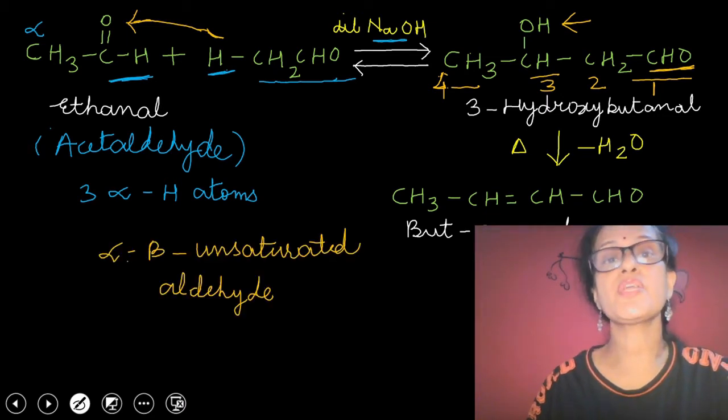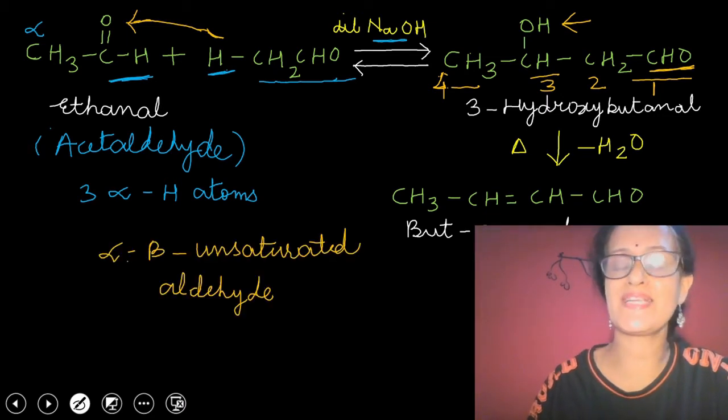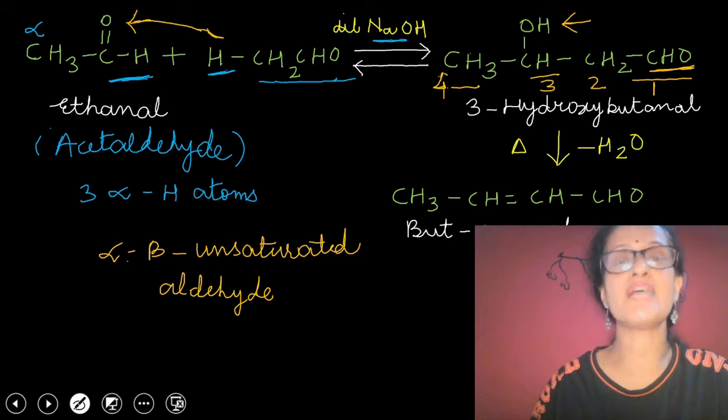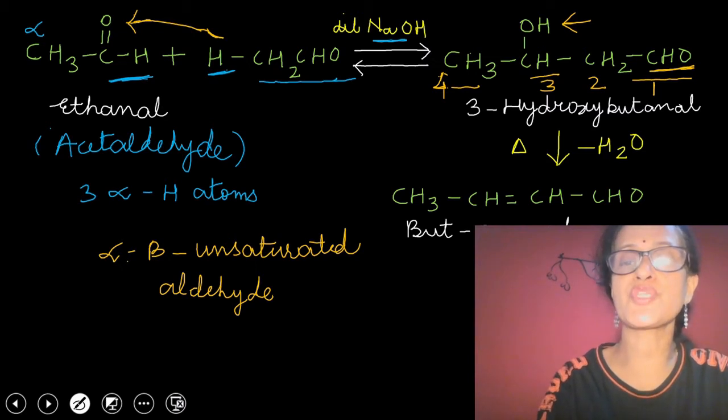So you might be thinking, what is an alpha beta unsaturated aldehyde? An alpha beta unsaturated aldehyde is that aldehyde which consists of unsaturation. Unsaturation means a double bond between the alpha and beta carbon atoms. So you can see CHO is the functional group.